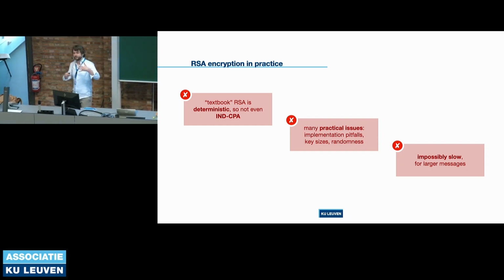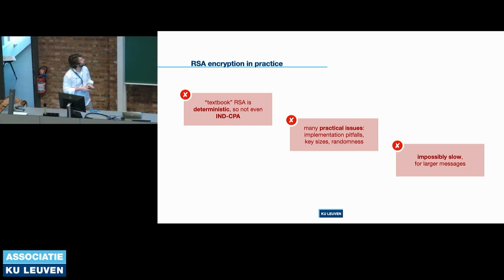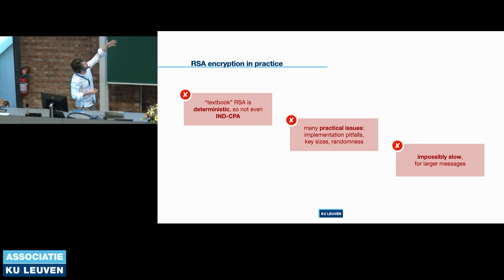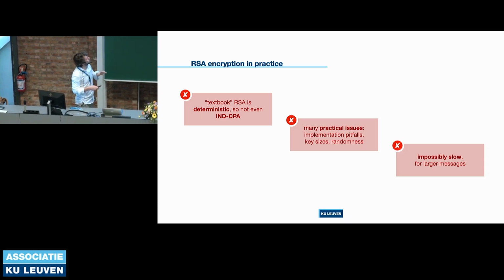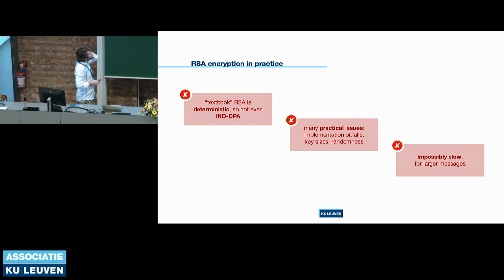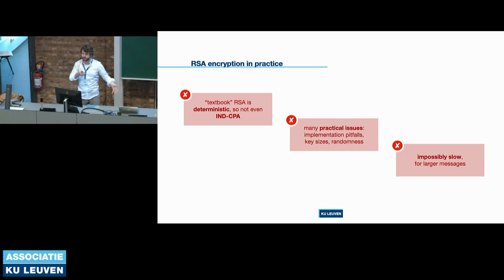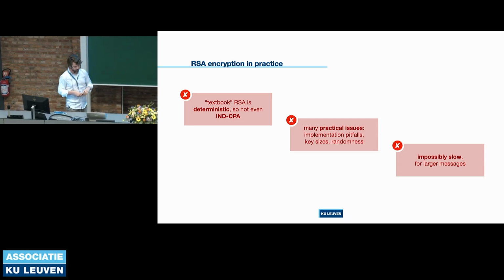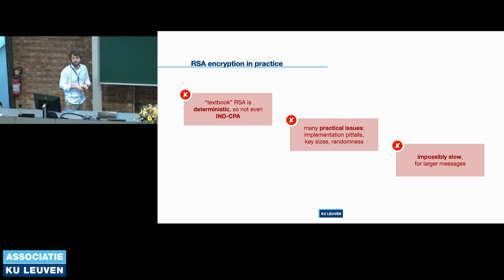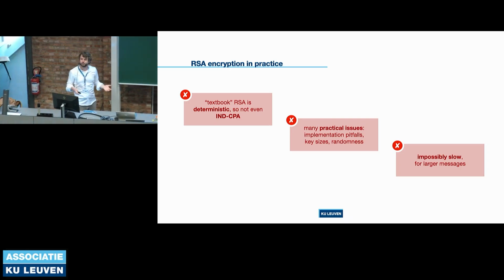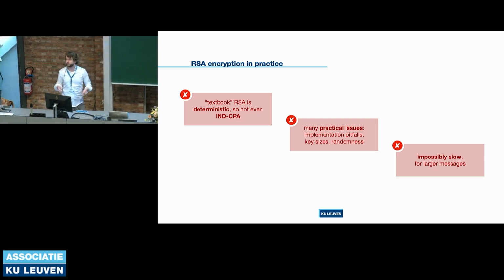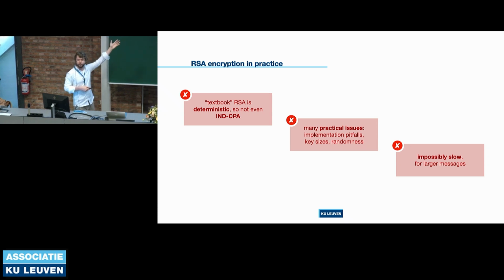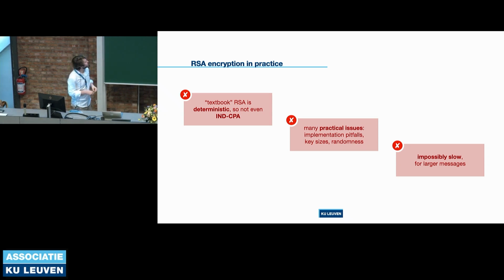But then there are also many practical issues for RSA where you need to pick these primes in the right way to not have any weakness, and you're going to have some trouble with implementing these sort of things. And there's this problem with randomness. So we're going to have to add randomness in some way to get a secure version of RSA. And the third problem is really that it's going to be incredibly slow if you're going to encrypt more than, I don't know, if you're trying to encrypt a book with RSA, you're not going to have a fun time.